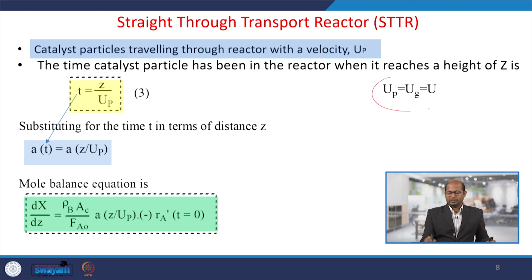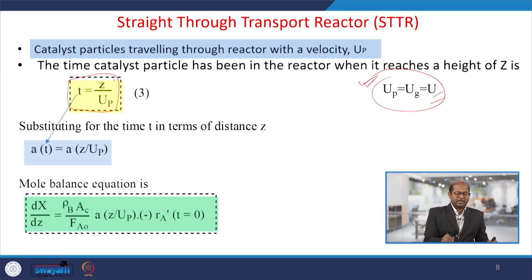So, here we have also considered particle velocity and gas velocity to be the same. The contact time that the catalyst takes part in the reactions would be the time the catalyst has spent inside the reactor, as we did for the moving bed reactors. Similarly, here also, for straight through transport reactors.